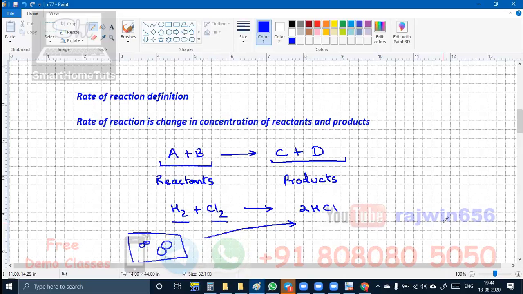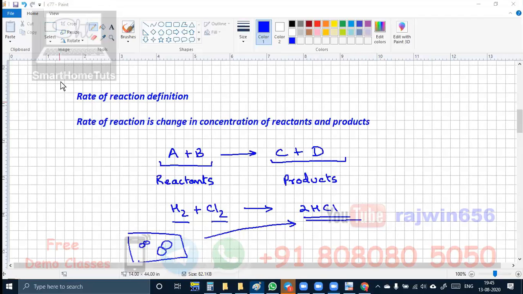Decrease. It will decrease. And what will happen to the number of molecules of HCl? Increase. Okay, it will increase, right? So as the reaction is proceeding, the concentration of the reactants is going to decrease and the concentration of the products will be increasing. So how fast this change is taking place, that is the meaning of rate of reaction.